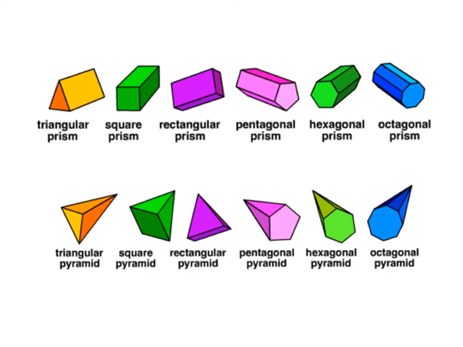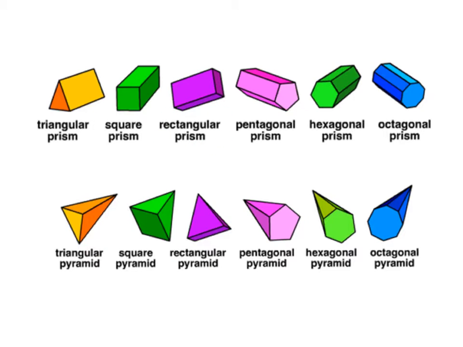So we have a triangular prism, a square prism. Now you might be looking at a square prism and thinking, well, that's a cuboid. Yes, a square prism could also be known as a cuboid, and a special example of a square prism would be a cube. Just as a square is a special example of a rectangle, a cube could be a special example of a cuboid or square prism.